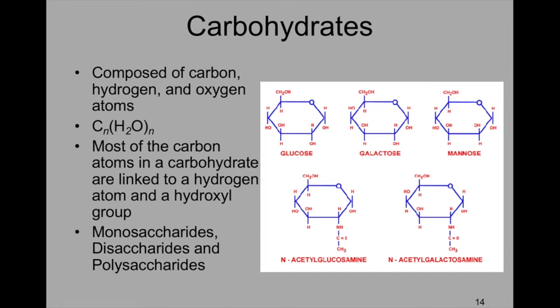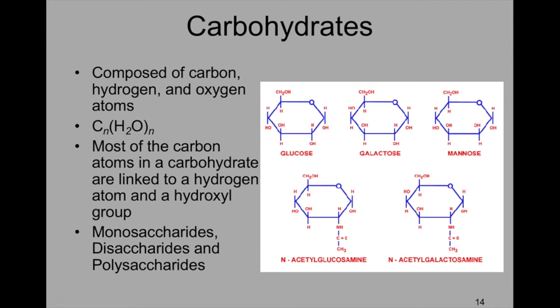Carbohydrates are your sugars, and they are composed of carbon, hydrogen, and oxygen. So when you see CHO in the molecular formula, most of the time you are looking at some type of carbohydrate. You also will often have twice as much hydrogen as carbon and oxygen in the actual molecule itself. So you can see we have CHO, we have C sub n, H2O sub n. So it's carbon with some H2O. Most of the carbon atoms in a carbohydrate are going to be linked to some kind of OH or H, right? Some kind of hydroxyl or hydrogen.